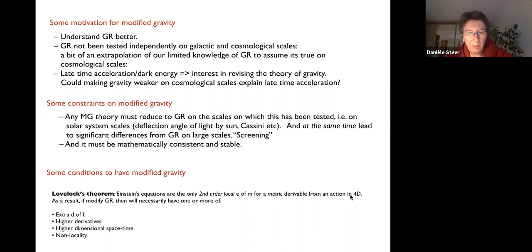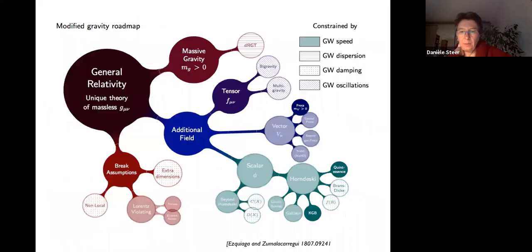So if you want to modify gravity, there are 4 things you can do at least. You have to go beyond the metric, so add extra fields, or you have to allow higher order derivatives, which, as I'm sure you heard in the other lectures, gives you all sorts of problems with mathematical stability, or you can work in higher dimensions, or you can allow non-locality. So you have to break the postulates, the requirements of this theorem. So there are a lot of different things around.